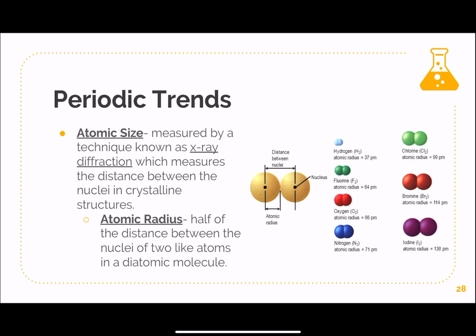Today we're going to start by talking about atomic size. Atomic size is determined by a technique called X-ray diffraction, where they use X-rays to shine light and measure what is known as the atomic radius. You know the radius from math. The radius is the distance from the edge. Some elements, like diatomic elements that don't exist as a single atom, they have to measure the distance between two atoms and then divide that in half. And that's the atomic radius that you see there.